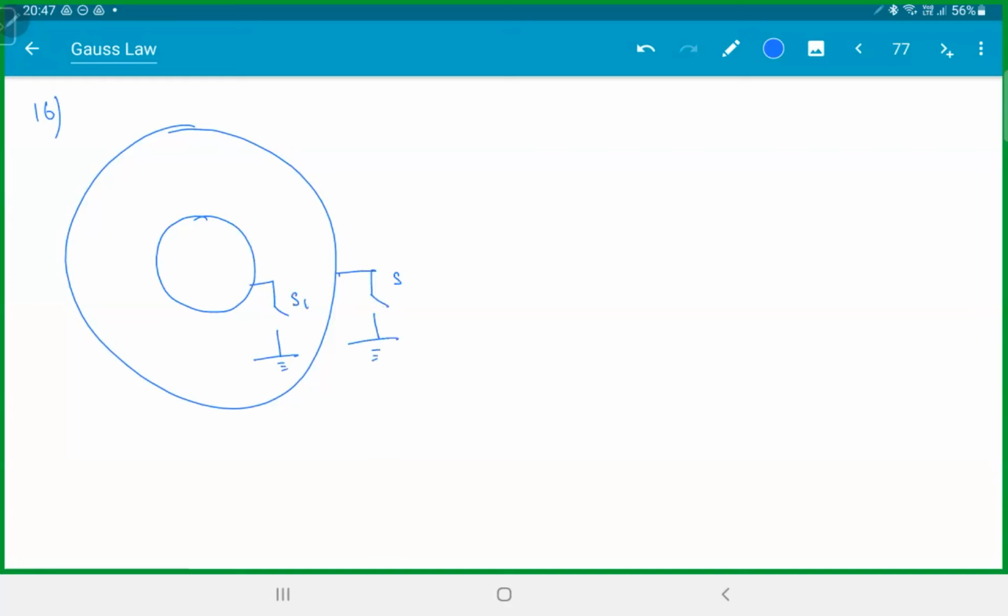This is S1, this is S2. Radius R, let's say this charge is minus 3Q. Radius 2R and charge plus 2Q. If S1 is closed, and opened, then S2 is closed. Find the final charges.